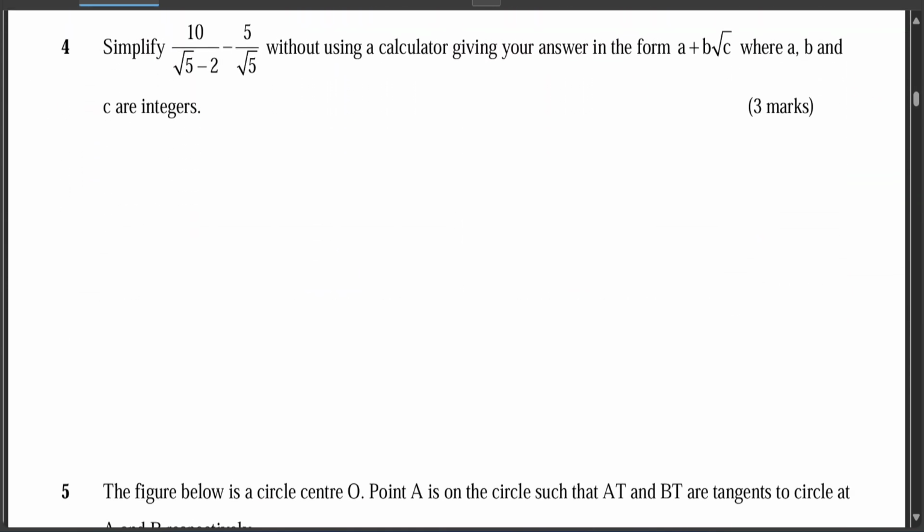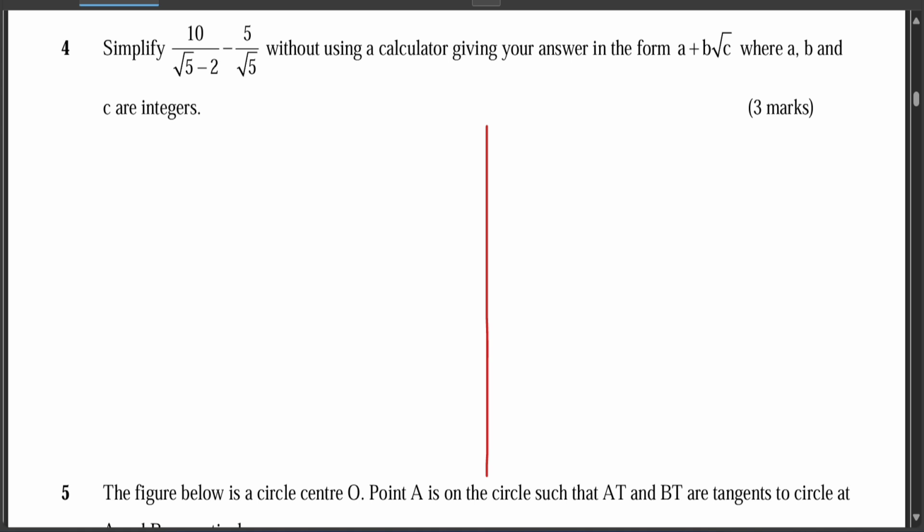So question 4, simplify 10 over root 5 minus 2 minus 5 over root 5 without using a calculator, giving you the answer in the form a plus b root c, where a, b and c are integers. So there are two methods of answering such questions. You either rationalize them at the beginning, or you just subtract them. You subtract the two fractions with the LCM there, then you rationalize it at the end. For me, I prefer to just subtract with the LCM and then rationalize it at the end.